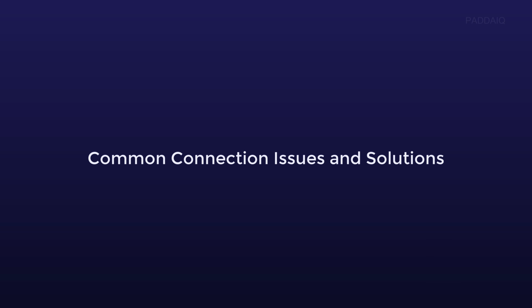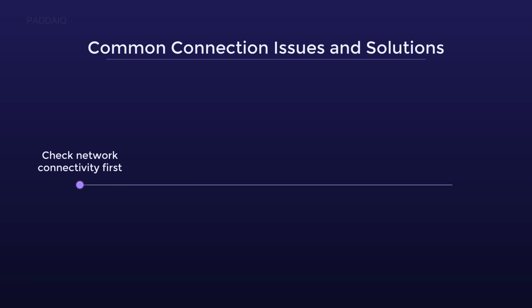Common connection issues and their solutions. Check network connectivity first. This means verifying your device can reach SAP BTP services over the internet. For example, if you cannot log into your BTP account, first try accessing a public website to confirm your internet is working. Always rule out basic network problems before investigating more complex application issues.